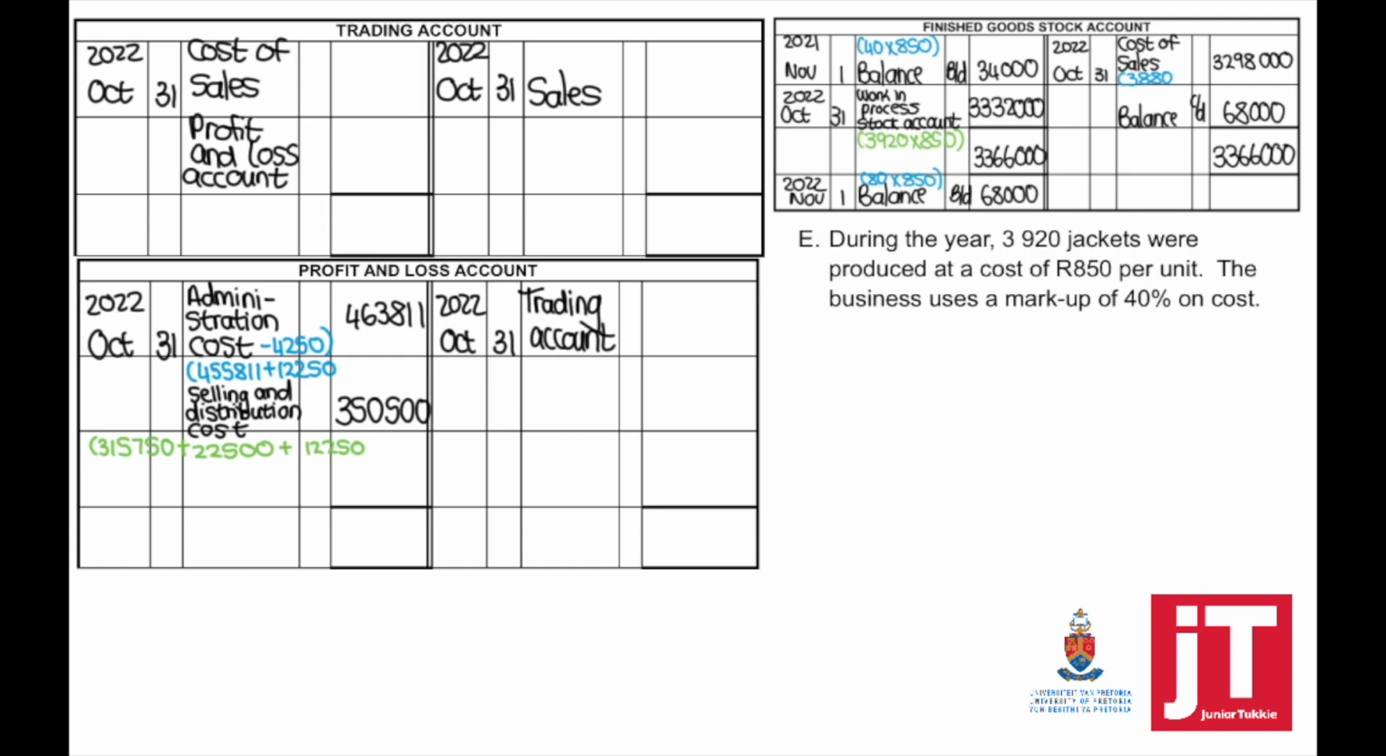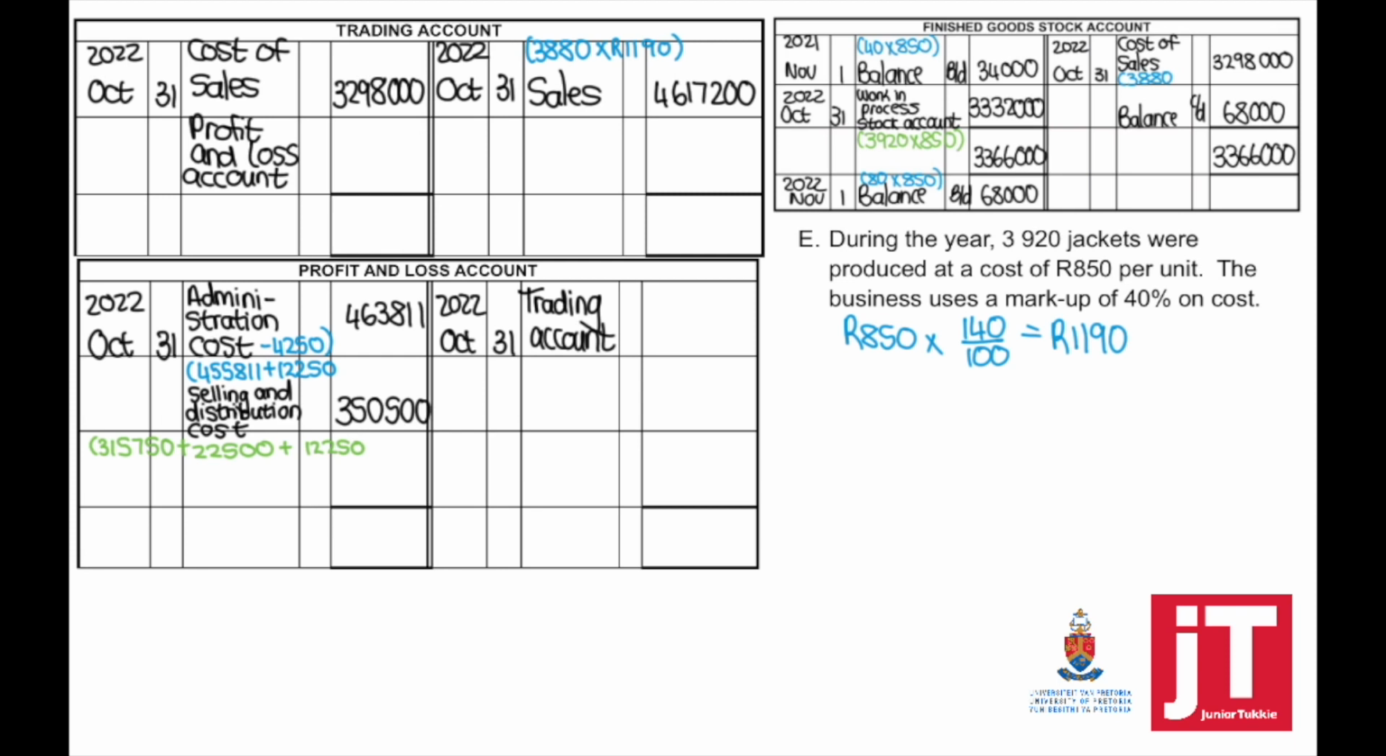To find out now the sales, 850 was the cost. The markup was 40%. So to find the selling price per unit, you're going to take 850 times 140 divided by 100 to get the selling price per unit. The number of units that were sold, which we calculated in the finished goods stock account, was 3,880. So times that by the selling price per unit equals my total sales.